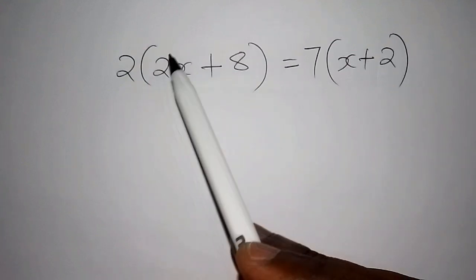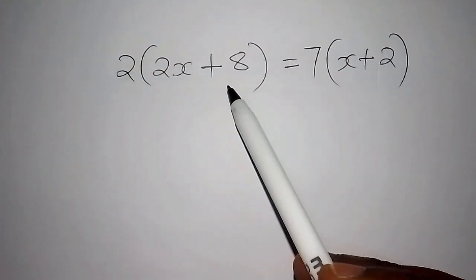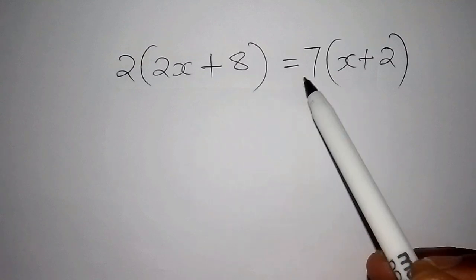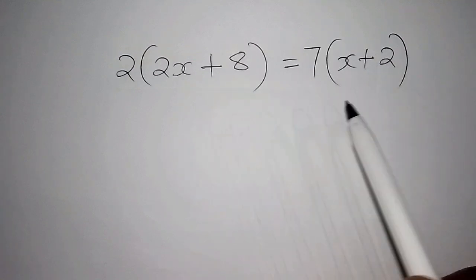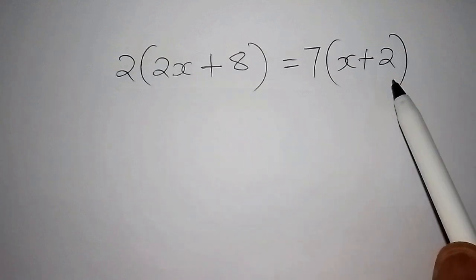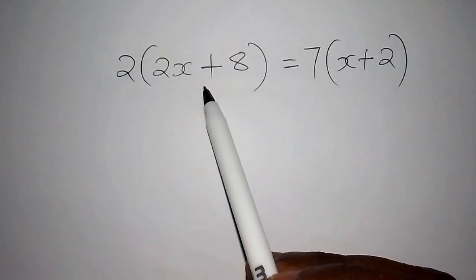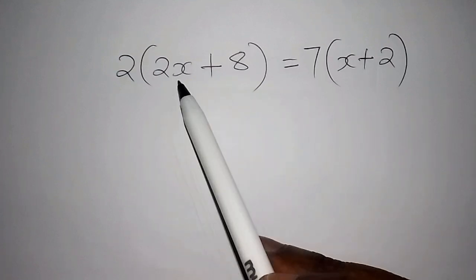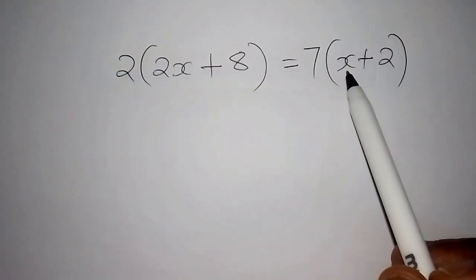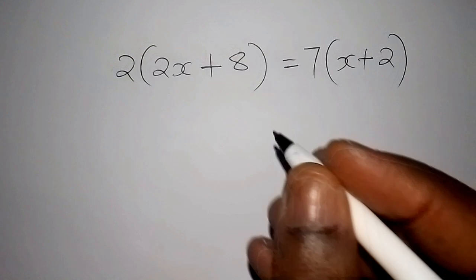So we have 2 into bracket 2x plus 8, then you close the bracket, is equal to 7 into the bracket x plus 2. This means that we have 2 algebraic expressions, the first one and this one is the second one. We are asked to find the value of x. We have x here and we also have x here. So how do we go about this? Let's work it out.